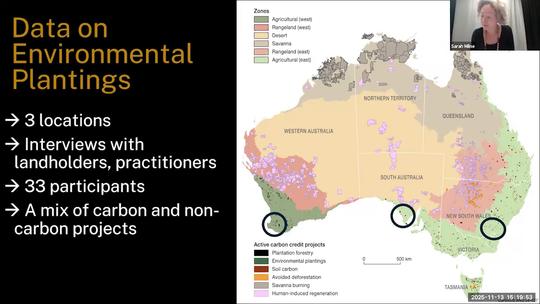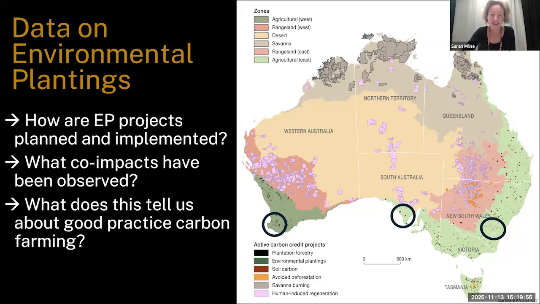And I guess it's an opportunity to compare and to observe how different planting designs and strategies fare over time. And then, of course, in this data collection process, we were asking questions about how the projects were planned and implemented. We were asking about what co-impacts had been observed by landholders and project proponents in particular.